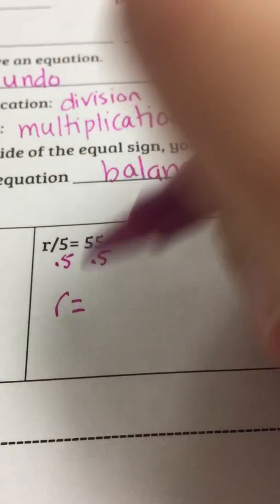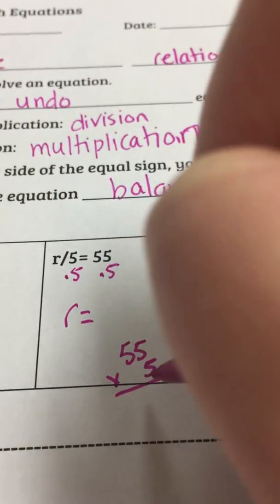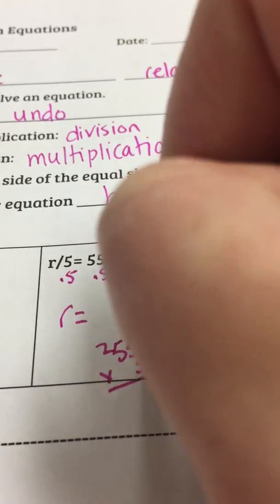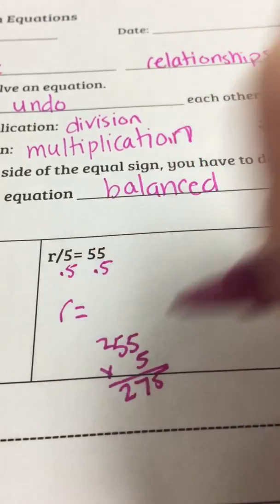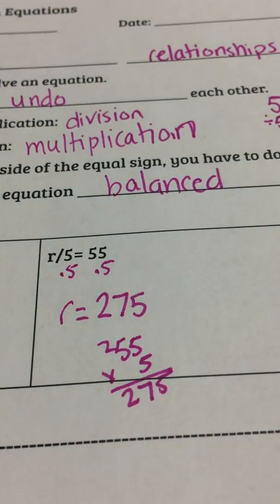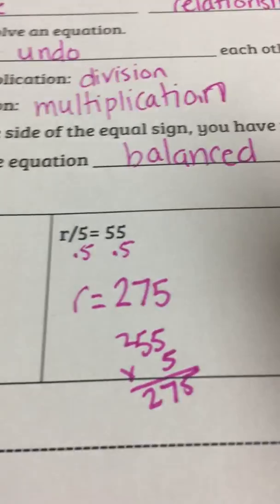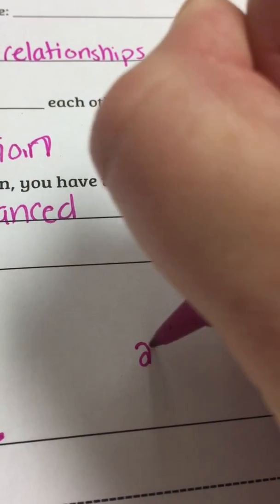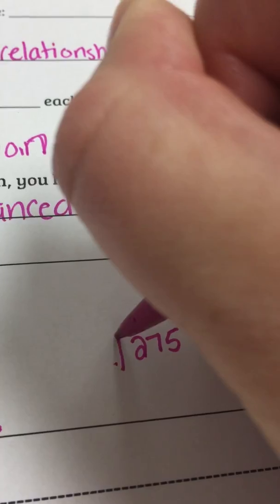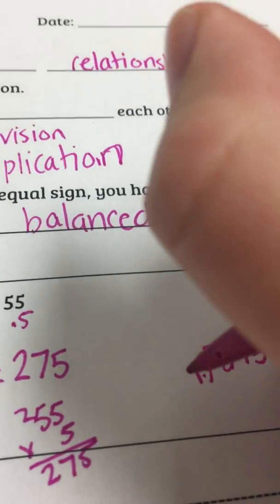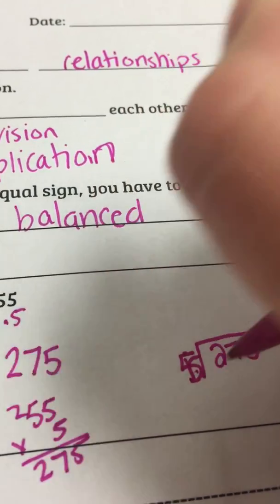So that would leave me with just r on this side equals, I'm going to actually do this one on paper real quick because I want to make sure I have it right. 5 times 5 is 25. 5 times 5 is 25 plus 2 is 27. So r should equal 275. Which means if I plug that in and I had 275 divided by 5, this is just us checking it.